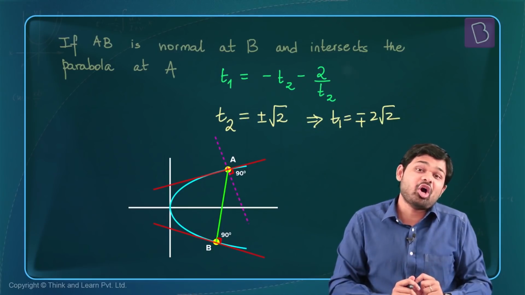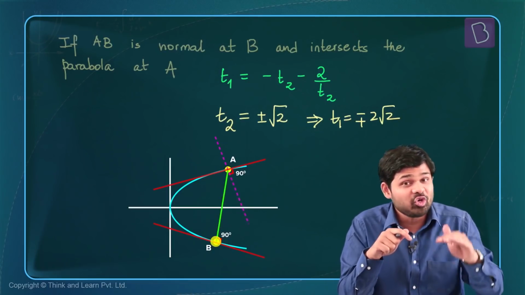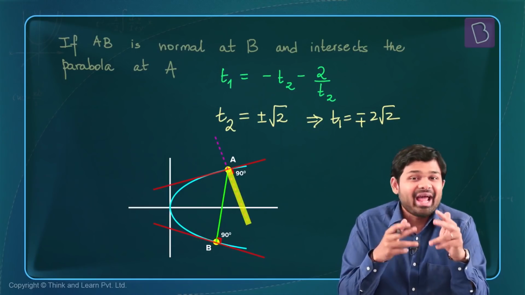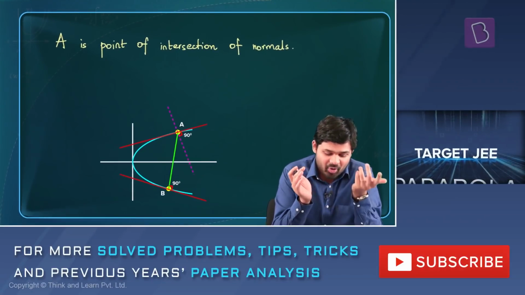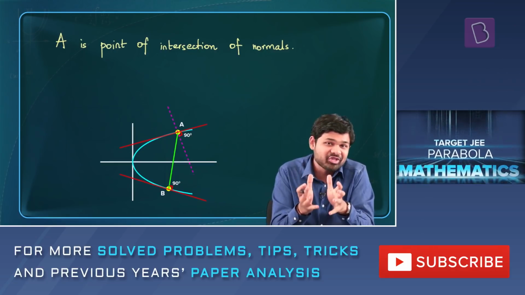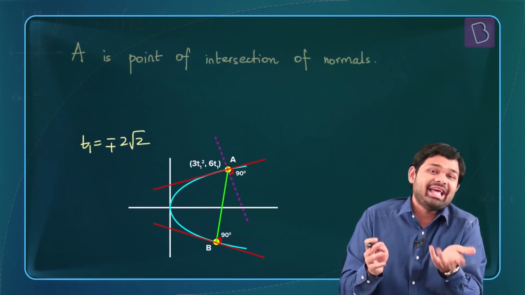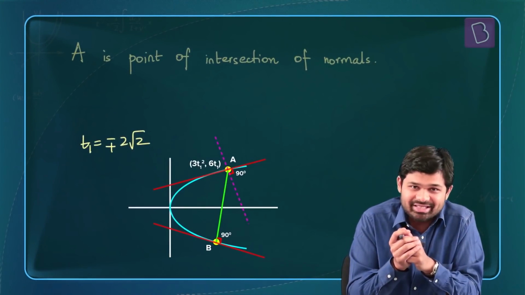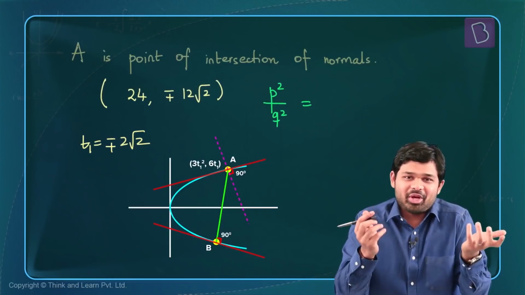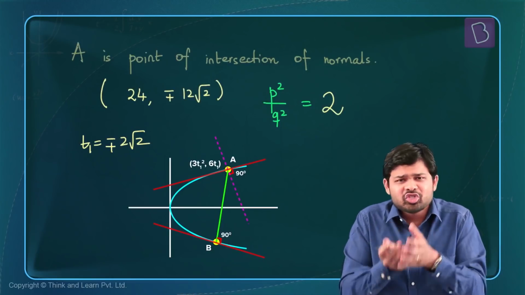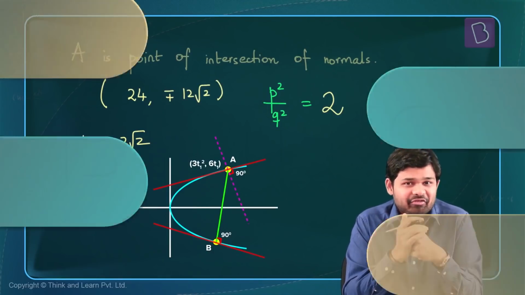Now, what is the point of intersection of the normals drawn at point A and B? Well, AB is normal to the parabola at B. So if you draw a normal to the parabola at point A, AB and that normal will definitely intersect at point A. So the point of intersection of the two normals is going to be point A. Now, what are the coordinates of A? The coordinates of A are 3t1 square, 6t1, and the value of t1 is exactly like what it was in the case of t2 in the previous case. So I'm going to get the same coordinates with 24, negative positive 12 root 2. So p square by q square is going to be 2 even in this case. So this was done just for the sake of completion. So in this question, doing only one part was more than sufficient.